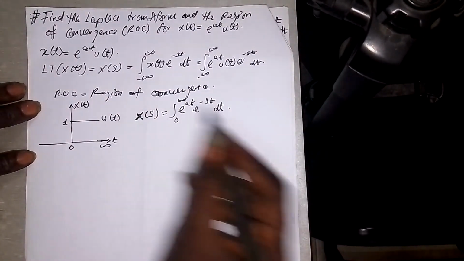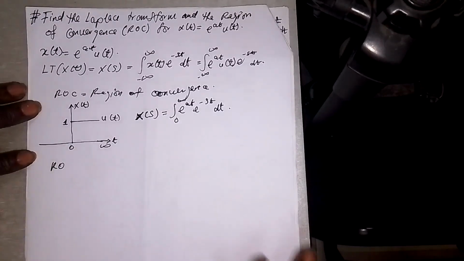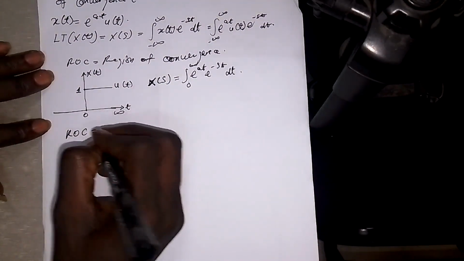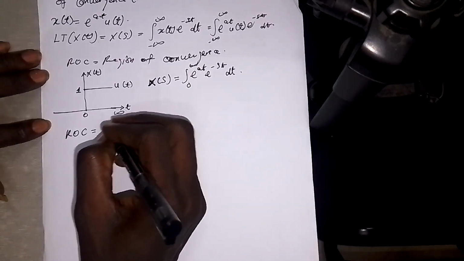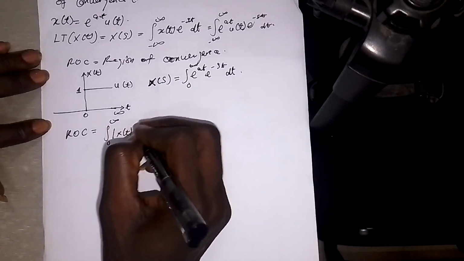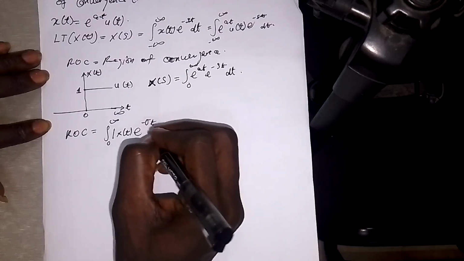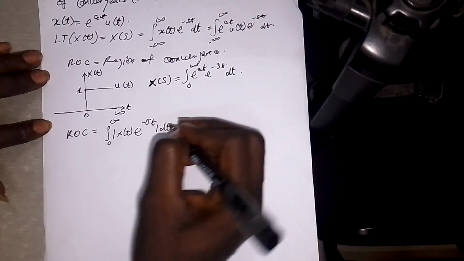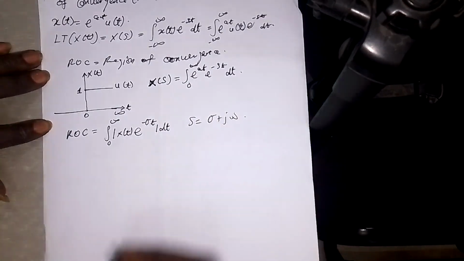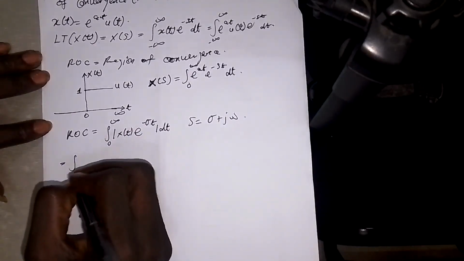And now I want to find the region of convergence, which is the ROC. So the ROC is given by the integral from 0 to infinity of x of t into e exponent minus sigma t dt. Why? Because s is equal to sigma plus j omega.